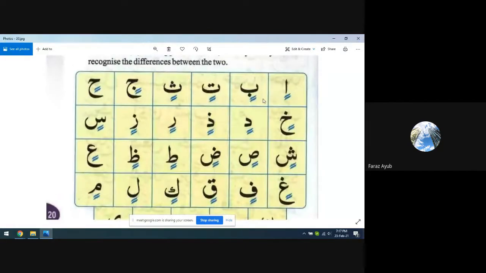So the next letter is about Kasratain or Dozer. I told you before, if a letter has a do zabar, do zir, or do pesh, you have to stay on it. So hamza do zir in, or hamza kasratain in. You have to stay on it at least a second.